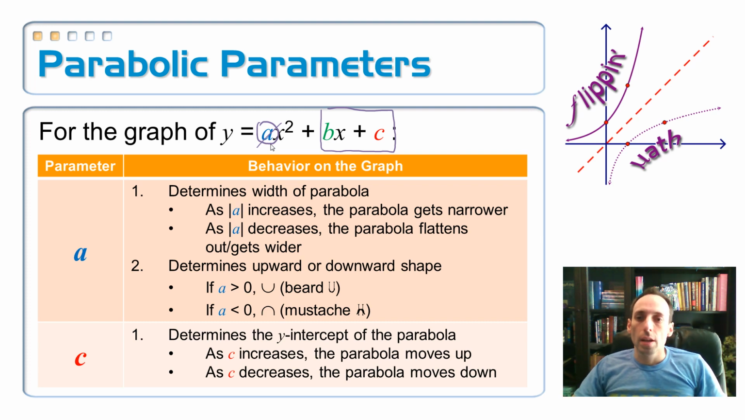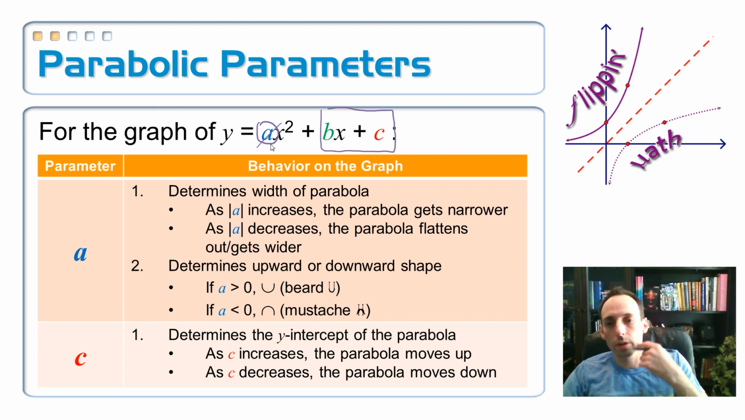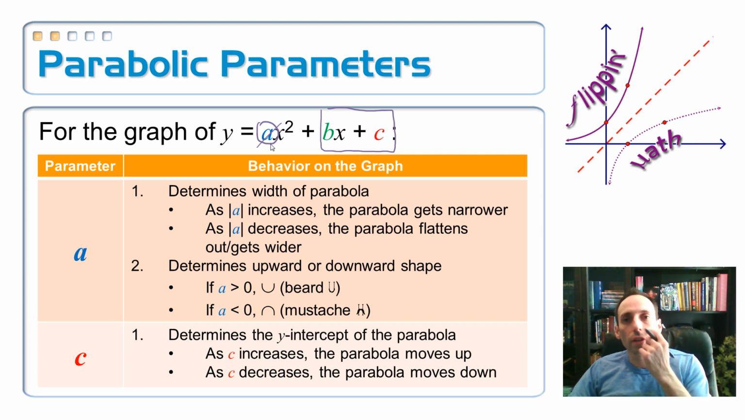All right. Also, whether a is positive or negative determines if you have yourself a beard. When it's positive, it's going up. And negative, you got yourself like a Fu Manchu mustache going downwards.